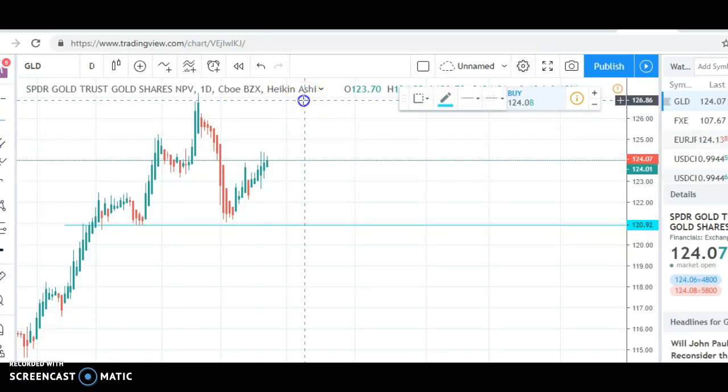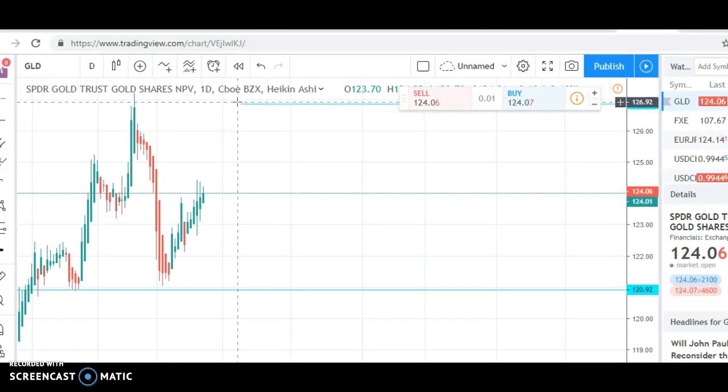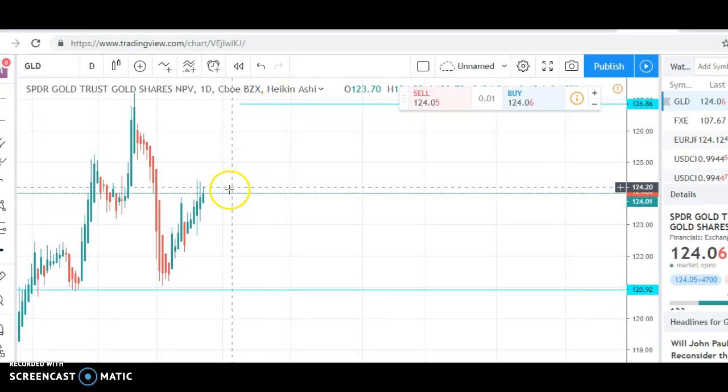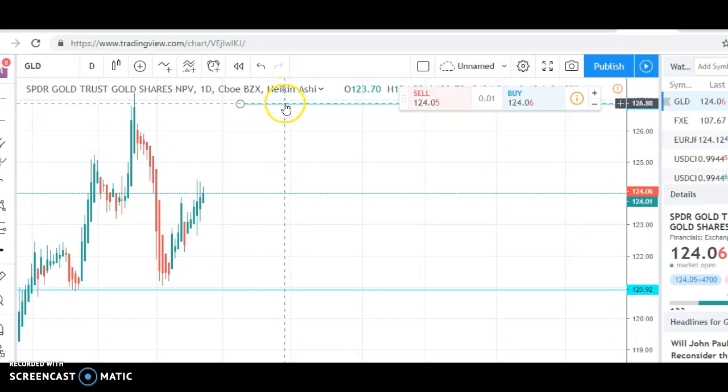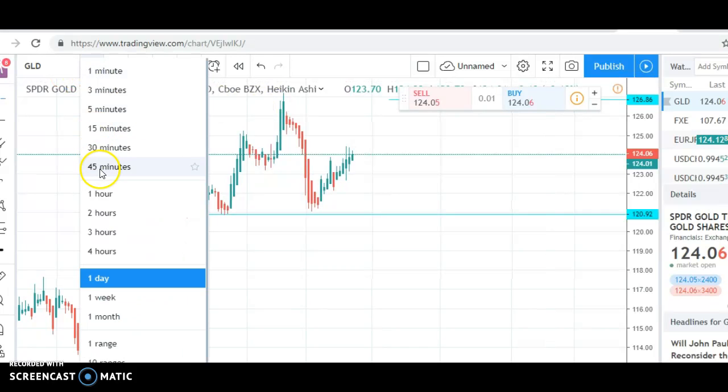When it comes to this point and hits here, we're expecting it to come down to this point. So we're going to start selling at this point. We're expecting gold is still going to go up, then move down to this point. That's what we expect. So we're going to take a proper look at gold this week. We'll check the 45 minutes time frame and see what happens to it.